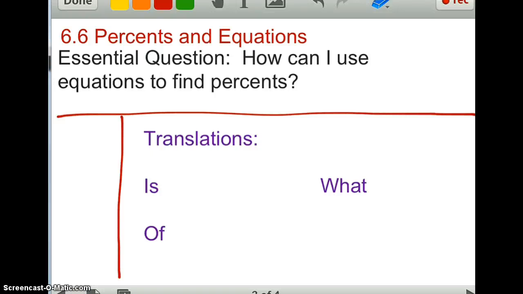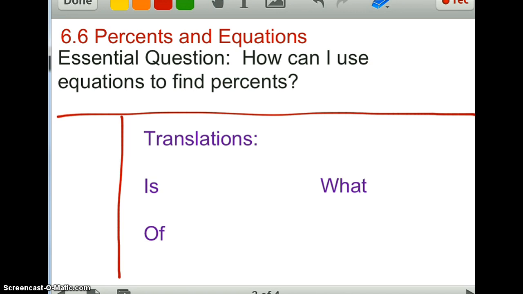Alright, so today we're going to look at percents in equations. Yesterday we did proportions. Today we're going to set things up a little bit differently. So the essential question for the day will be this: how can I use equations to find percents? Before we do that, as I go through making equations, basically what I do is translate things.